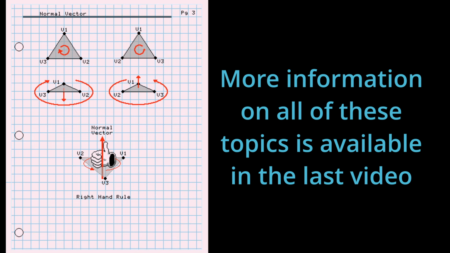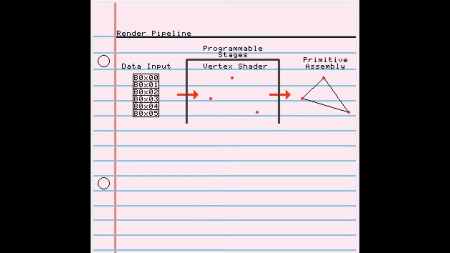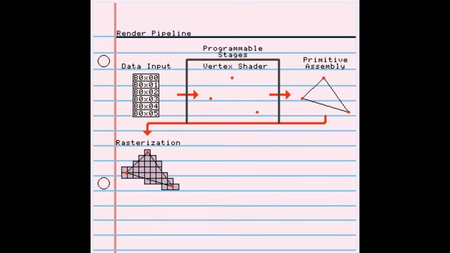The front-facing direction of a triangle is represented by a vector called a normal vector, whose direction depends on whether the vertices of the triangle are listed clockwise or counterclockwise, also called the winding order. The resulting triangles are then passed to the next step.